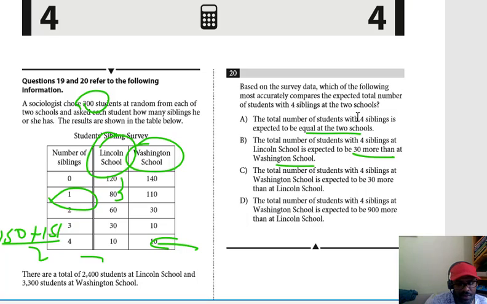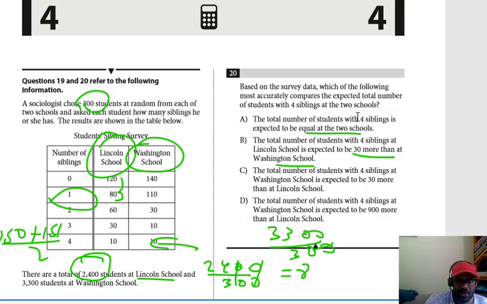This is the total number of students at Lincoln, so let's divide by 300. 2400 divided by 300 is 8. Okay, this is at Lincoln. And then let's work on Washington. 3300 divided by 300 is 11. So I have to multiply by 10.